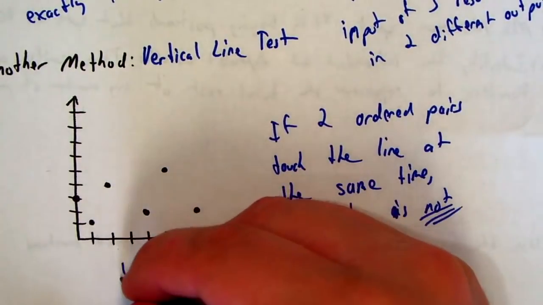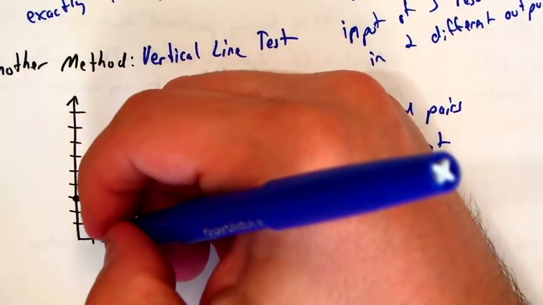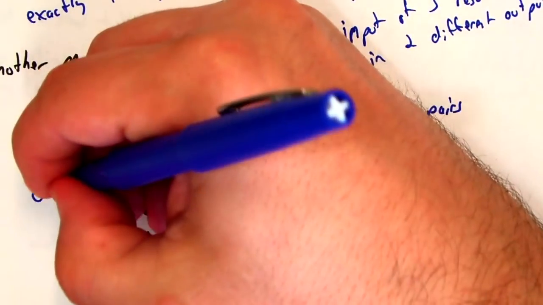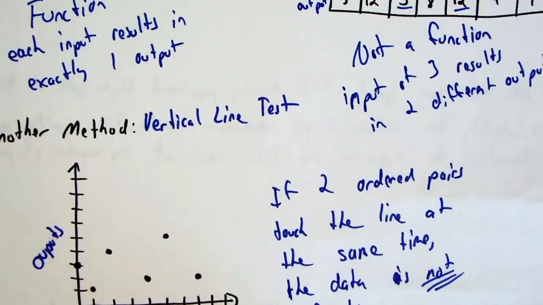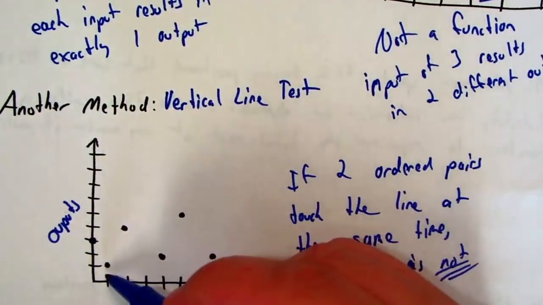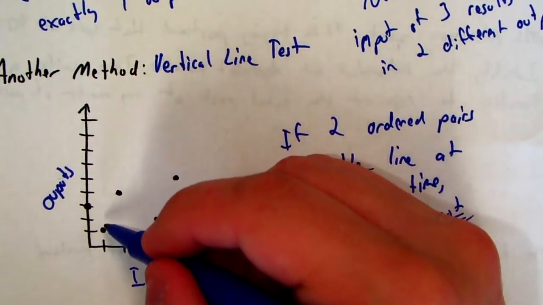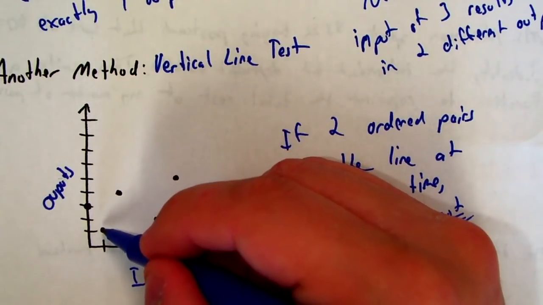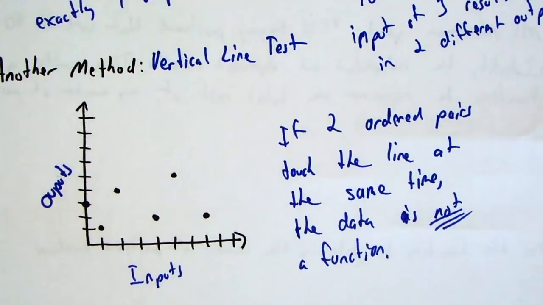The reason for that is because these x values here, these are my inputs. These here are my outputs. So as we're going through this, if it intersects with a line twice, or a dot twice, that means one input would result in two different outputs, and that's not okay.